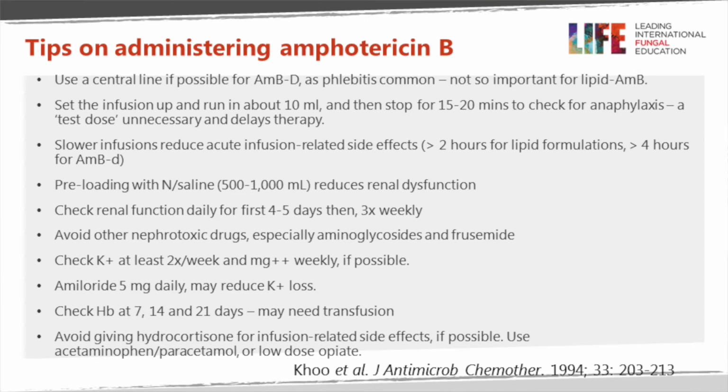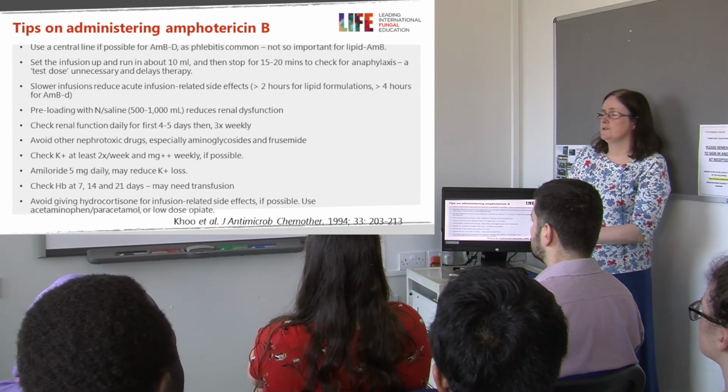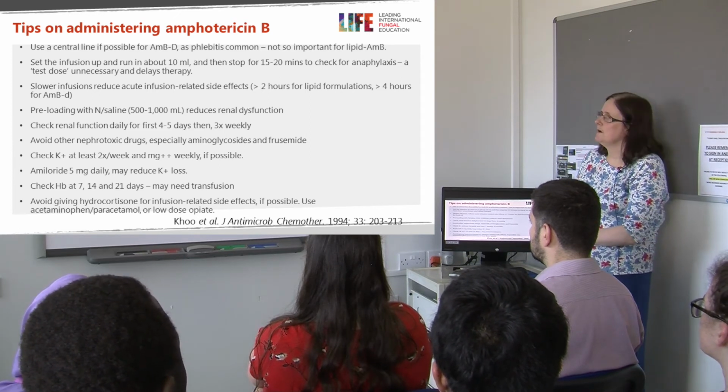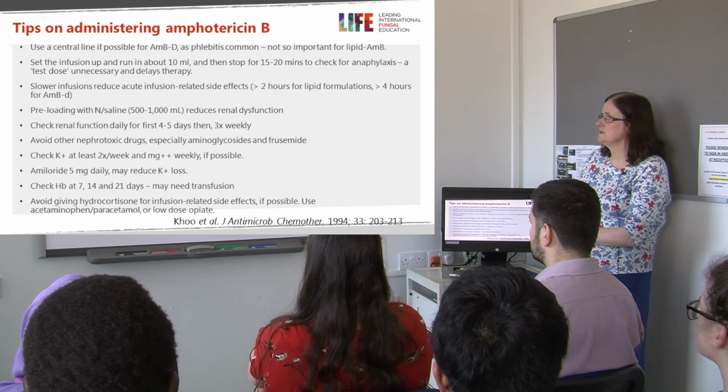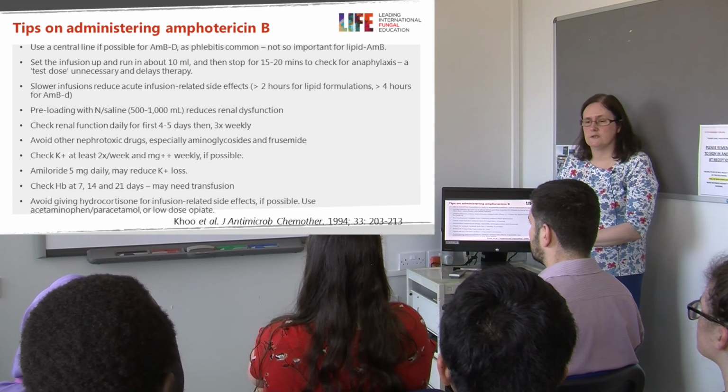To try and avoid the renal dysfunction, we want to prehydrate patients with intravenous fluids, and you may need to do that on a daily basis or ask them to increase their oral intake as well. It's important to monitor their electrolytes, and this would be daily for the first 5 days, and then 2 or 3 times a week thereafter. And also check their electrolytes, watching out particularly for their potassium and magnesium. And you can use amiloride to try and reduce potassium loss during this time, but obviously make sure patients are well hydrated because of the renal toxicity risk.